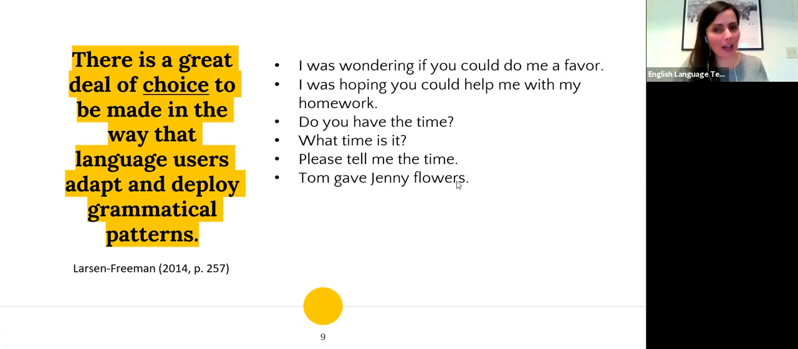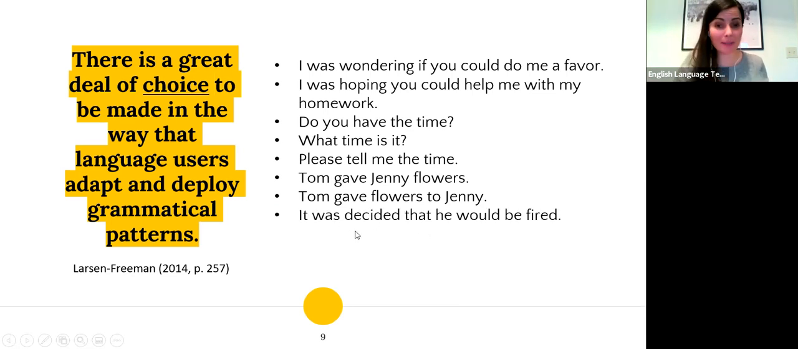Tom gave Jenny flowers, and Tom gave flowers to Jenny, right? And when you have two direct objects, and here you have a direct and indirect object, right? And so does the order change anything in what you're trying to convey in terms of meaning, right? The action is the same. Jenny received flowers from Tom, right? But is there any difference between choosing to say Tom gave Jenny flowers and Tom gave flowers to Jenny, right?